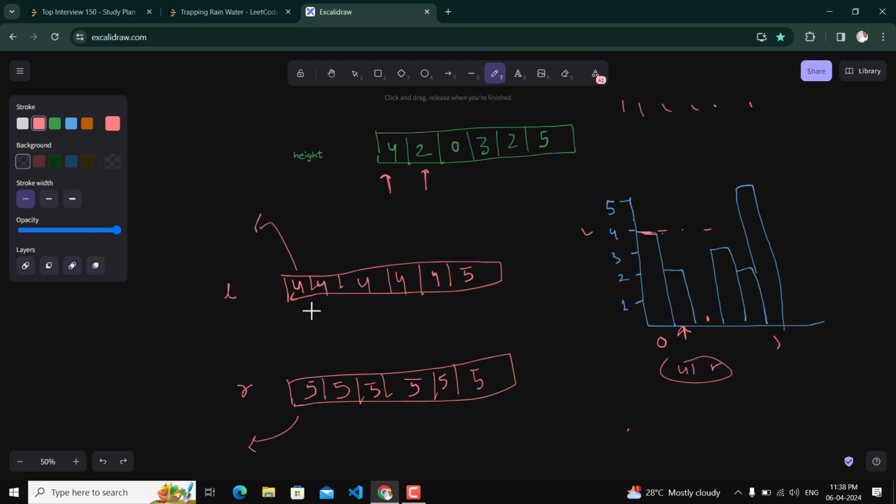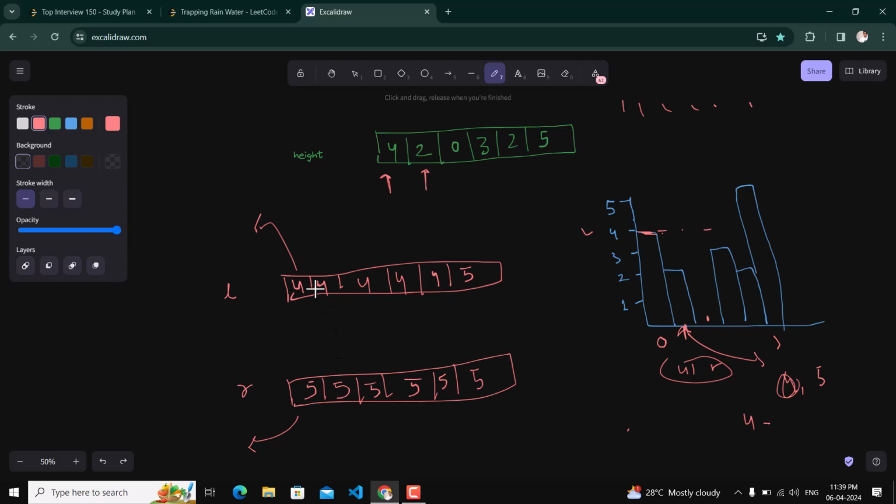Now we need to check between these two. For this one column we have 4 as the left maximum and 5 as the right maximum, but we have to choose the minimum between these two. Then whatever the minimum is, we have to subtract the current height of the bar. So between these two the minimum is 4, and the current height is 4 also, so 0 again.